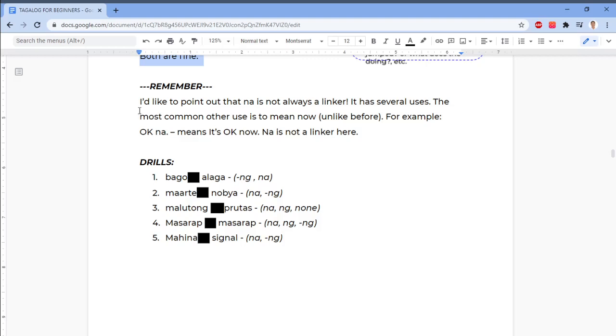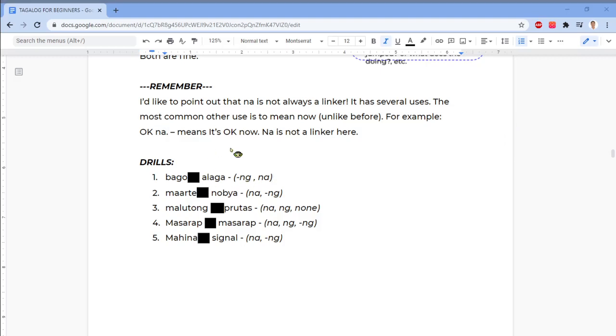Remember, na is not always a linker. It has several uses. The most common other use is to mean now, unlike before. For example, okay na means it's okay now. Na is not a linker here. It's more an expression, by the way.